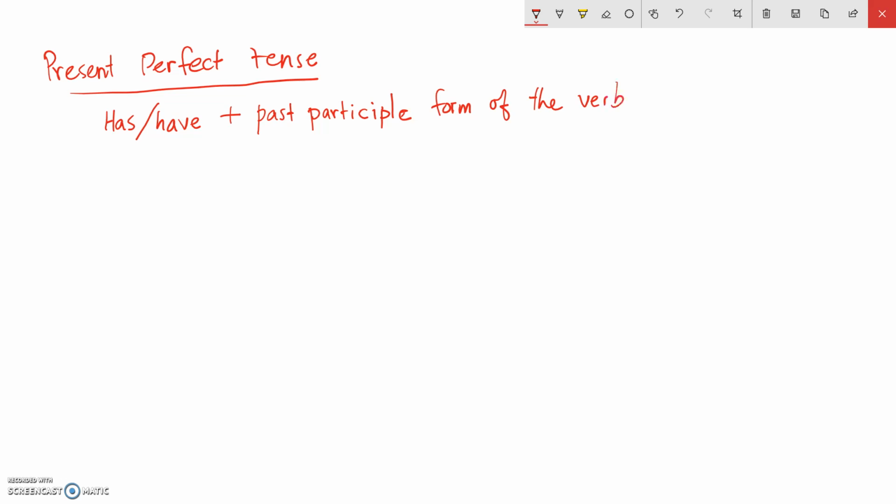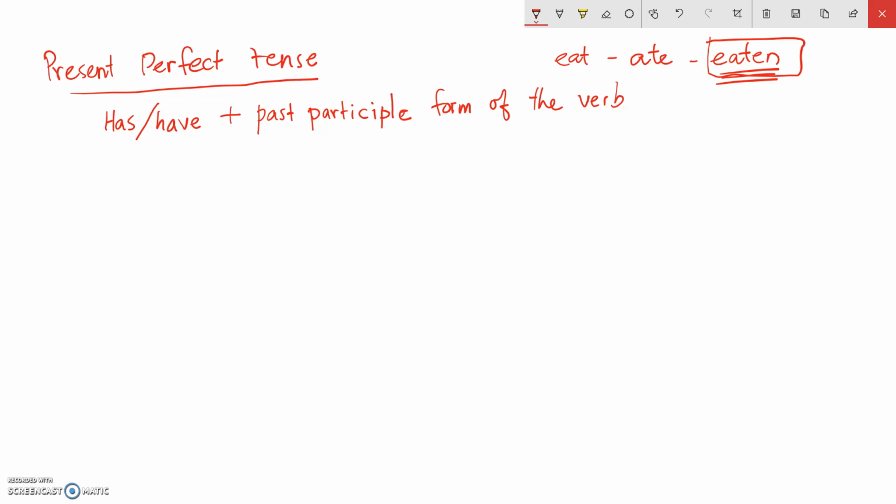Now what is past participle form of the verb? It is the third form of the verb. For example, let us say, eat. Past tense is ate. And the third form, or past participle form, is eaten. So it's always the third form that is used in perfect tenses. Whether it is present perfect tense, or past perfect tense, or future perfect tense, we use only the past participle form. This is something that you need to remember.